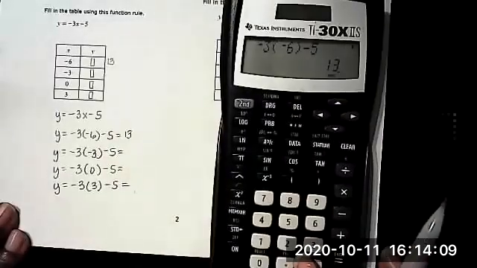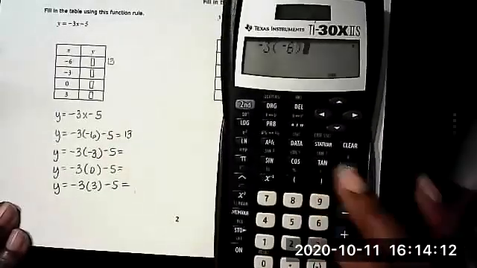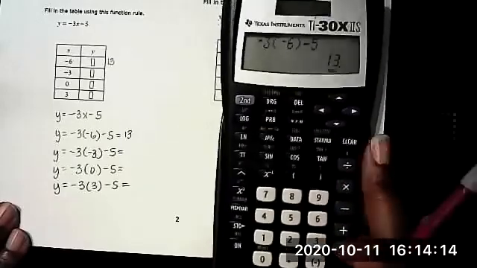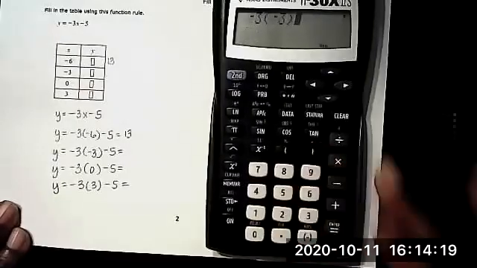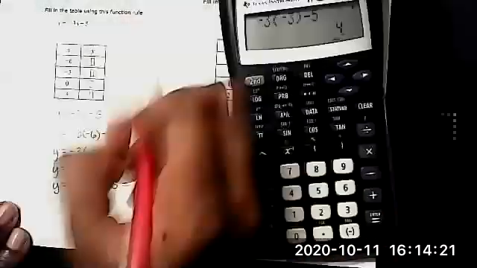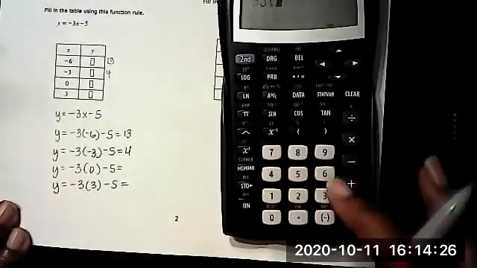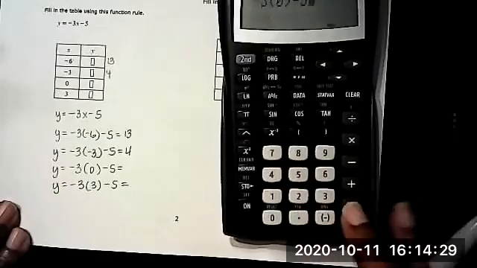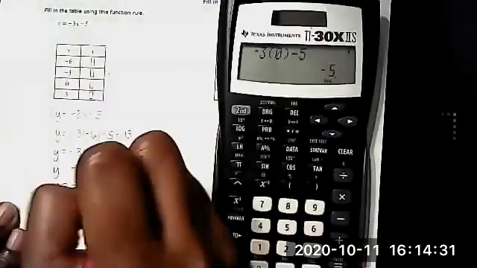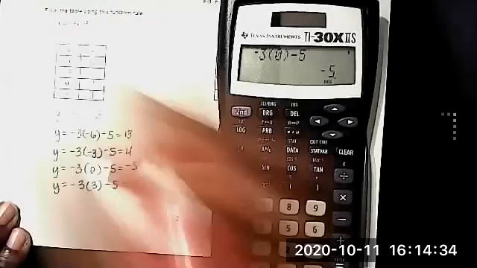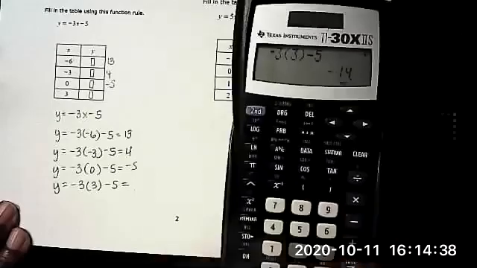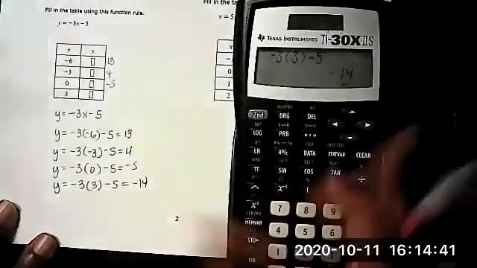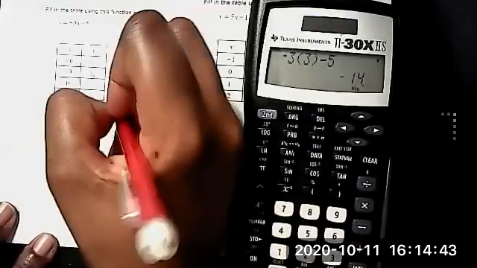So I will do that. That'll be negative 3 times negative 6 minus 5. That's 13. Oh, I already did that one. Negative 3 times negative 3 minus 5, 4. Okay, so that will be that answer. Negative 3 times 0 minus 5, negative 5. My answer there. And finally, negative 3 times 3 minus 5, negative 14. Okay, that's what you do there. Negative 14. Good.